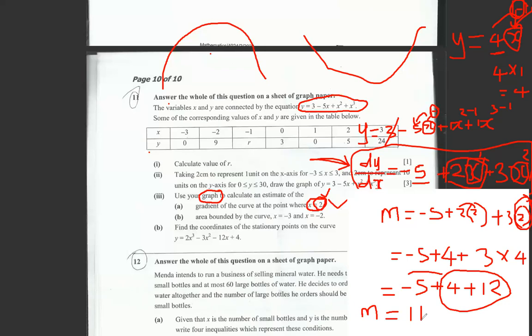That is our gradient. So the best is find the dy dx. When you find the dy dx, the answer you will find, which is a gradient function, that is where now you are substituting the values of x which they have given you. That is how you find the gradient.